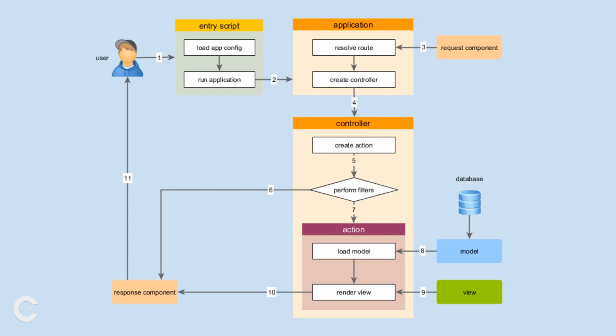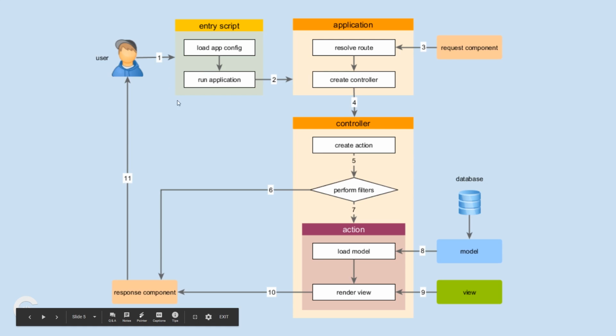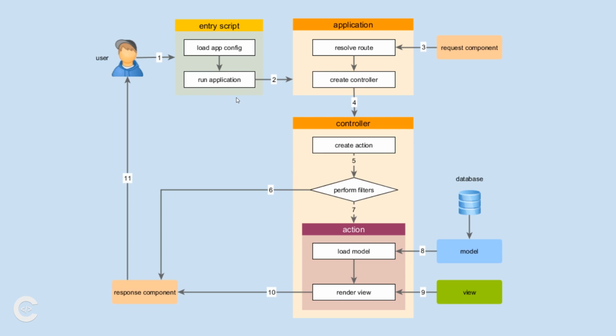Okay, here is the flow of request and response. The user makes a request to the entry script, the configuration file is loaded and the application instance is created. Then the application resolves the current route, and based on the request component, basically every component of the application is a singleton. So there is only one instance of this particular class in this application, and you can access them as singletons. Then based on this request component, the route is processed and the controller is created.